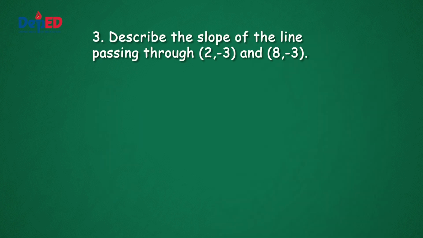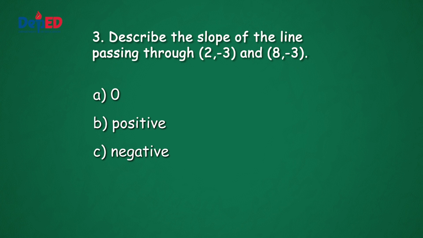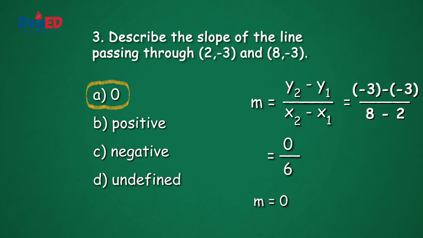Number 3. Describe the slope of the line passing through the points 2, -3 and 8, -3. Is it A, 0, B, positive, C, negative, or D, undefined? The correct answer is A, 0, since the change in y is 0, and 6 for the change in x.